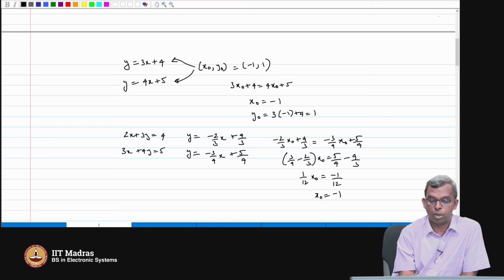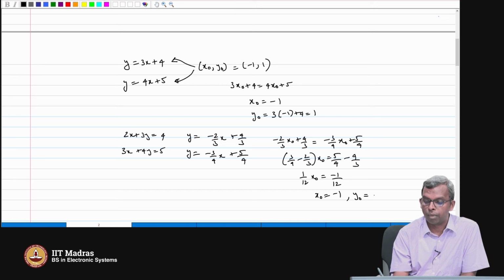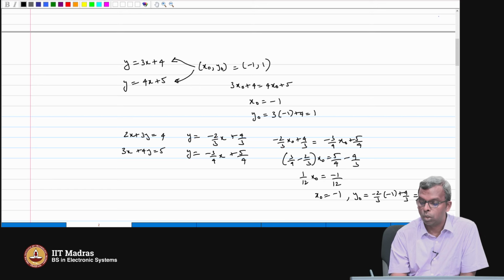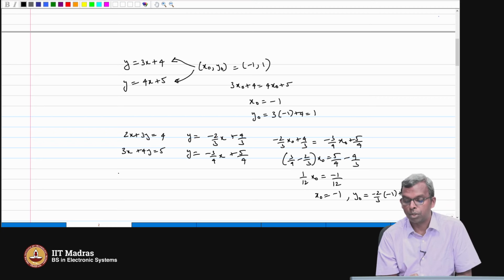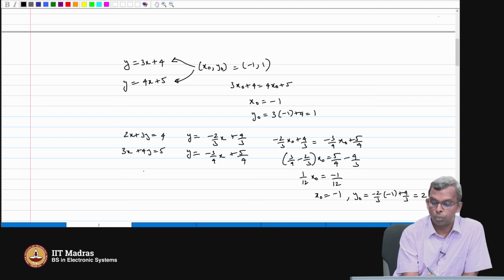So once you put x naught equals minus 1, y naught is going to be minus 2 by 3 times minus 1 plus 4 by 3, and that is 2, isn't it? So you see minus 1 comma 2. Once again, you can check, minus 1 comma 2 is plus 4, minus 1 comma 2 again is plus 5. So it works out correctly. It passes through these 2 points. So minus 1 comma 2 is the point of intersection.